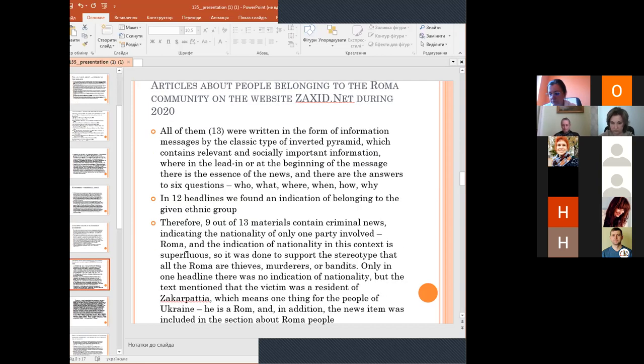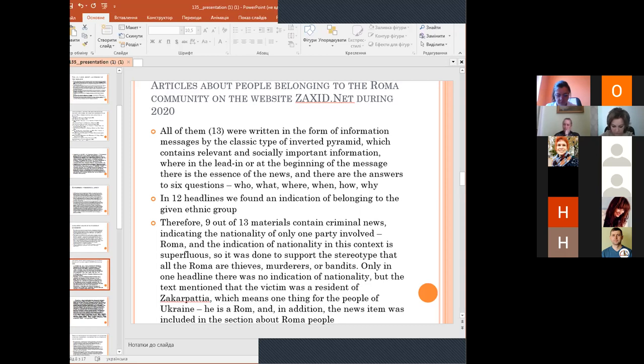In this research, we were investigating articles about people belonging to the Roma community on the website Zahid.net during 2020. We found 13 such articles, where 12 of them indicated the given ethnic group. 9 out of 13 materials contain criminal news, indicating the nationality of only one party involved, Roma.